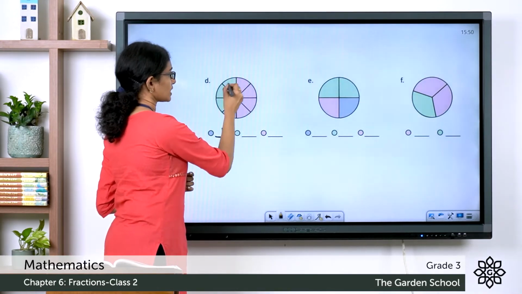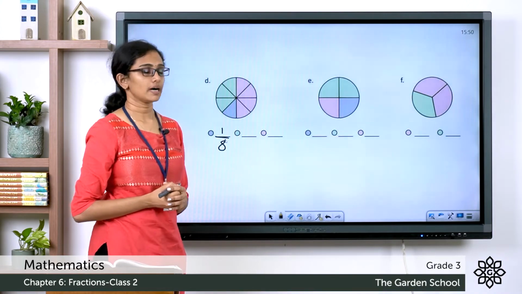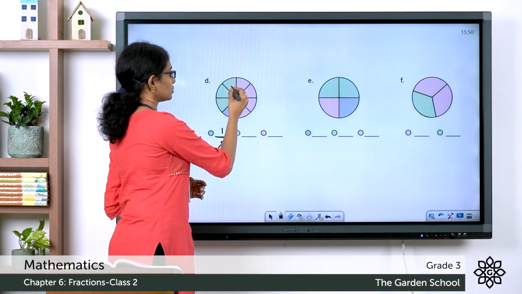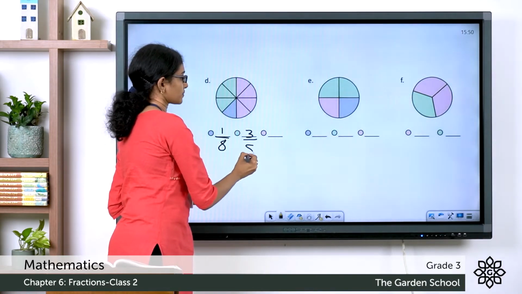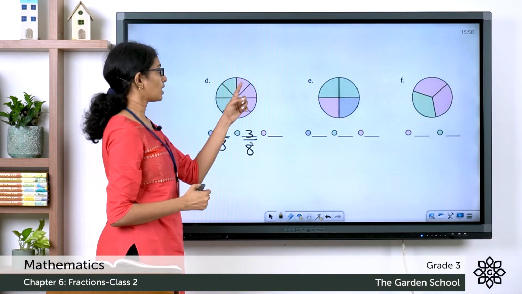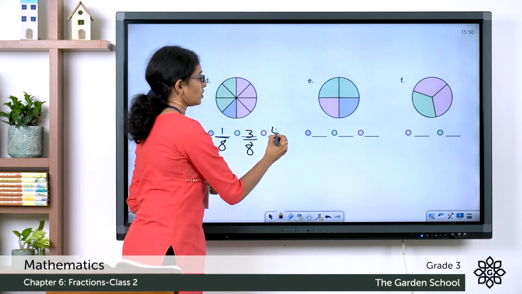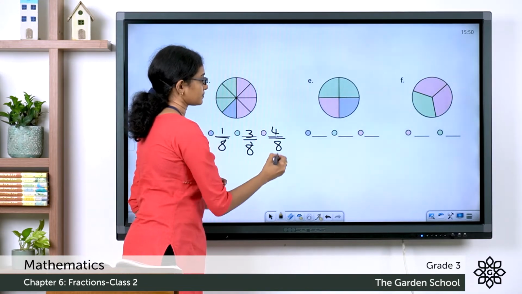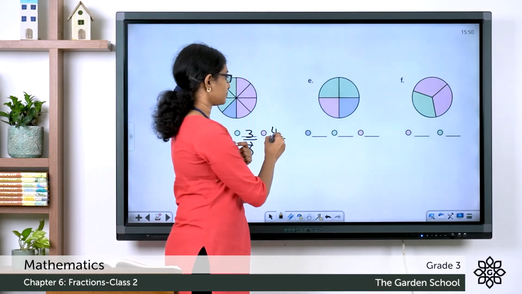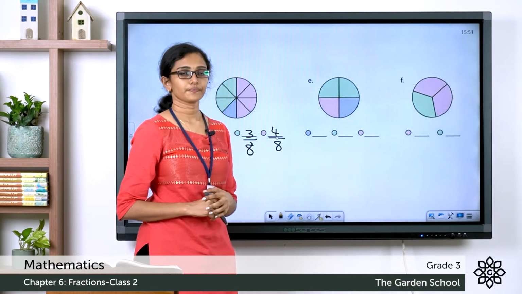1/8. Why? Because here there are total 8 equal parts. And green, 1, 2, 3. 3/8. And what about pink? 1, 2, 3, 4. 4/8.